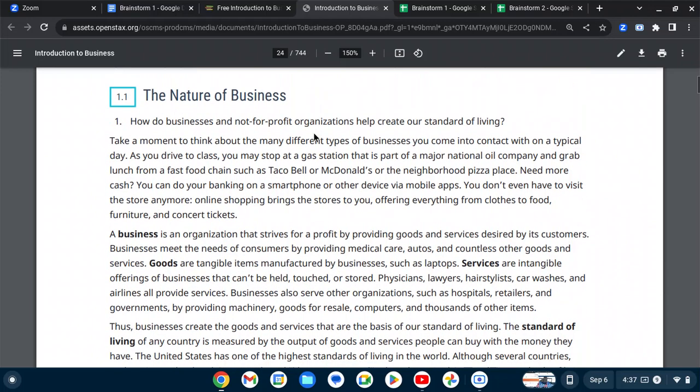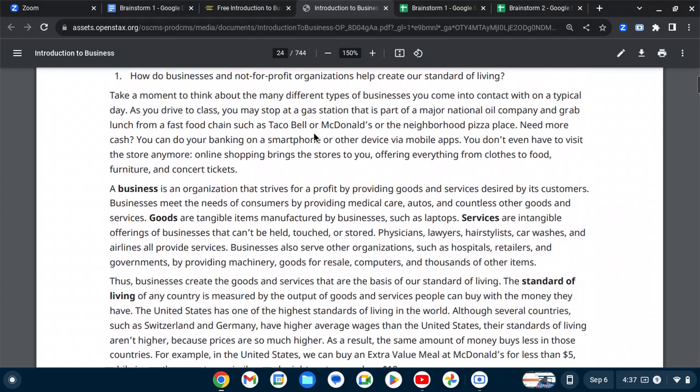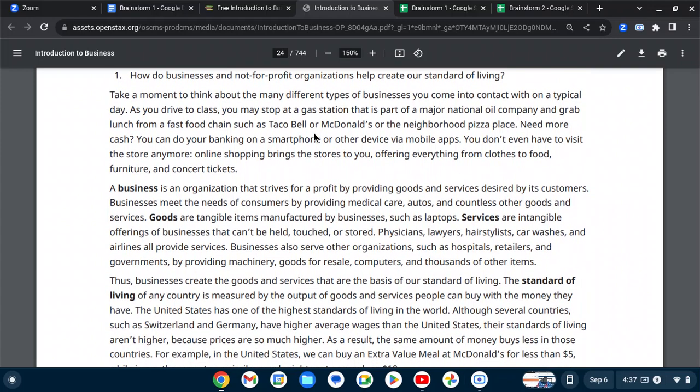(1.1) The nature of business. How do businesses and not-for-profit organizations help create our standard of living? Take a moment to think about the many different types of businesses you come into contact with on a typical day. As you drive to class, you may stop at a gas station that is part of a major national oil company and grab lunch from a fast food chain such as Taco Bell or McDonald's or the neighborhood pizza place. Need more cash? You can do your banking on a smartphone or other device via mobile apps.